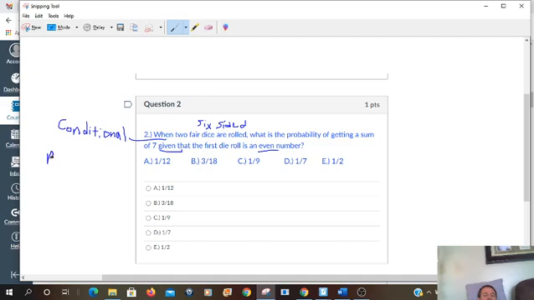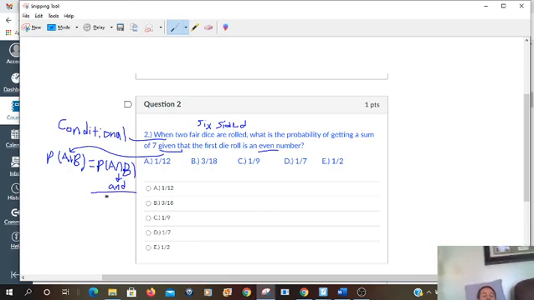So again, conditional is the probability of A given B, right? That little dash stands for the word given. Equals the probability of A and B happening. This symbol just means the word and, so both events happening at the same time. It's also called the intersection.